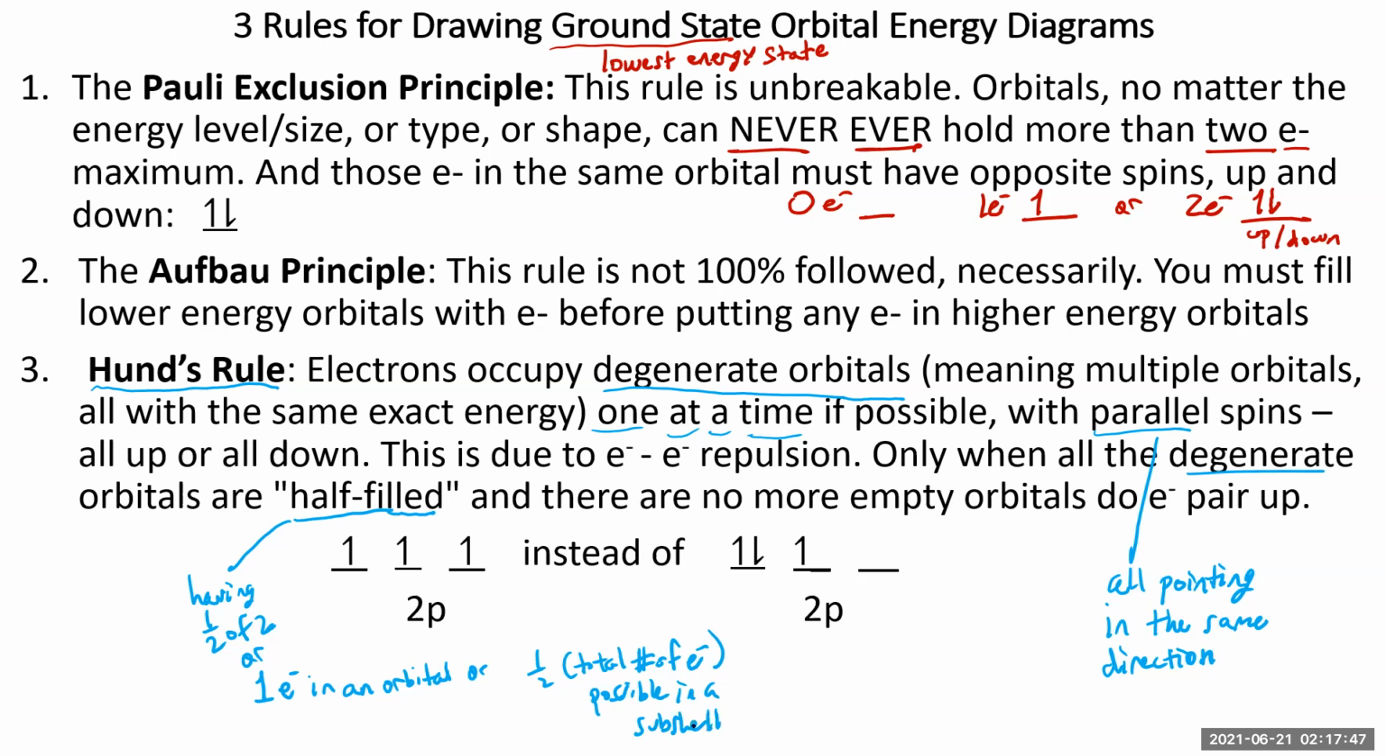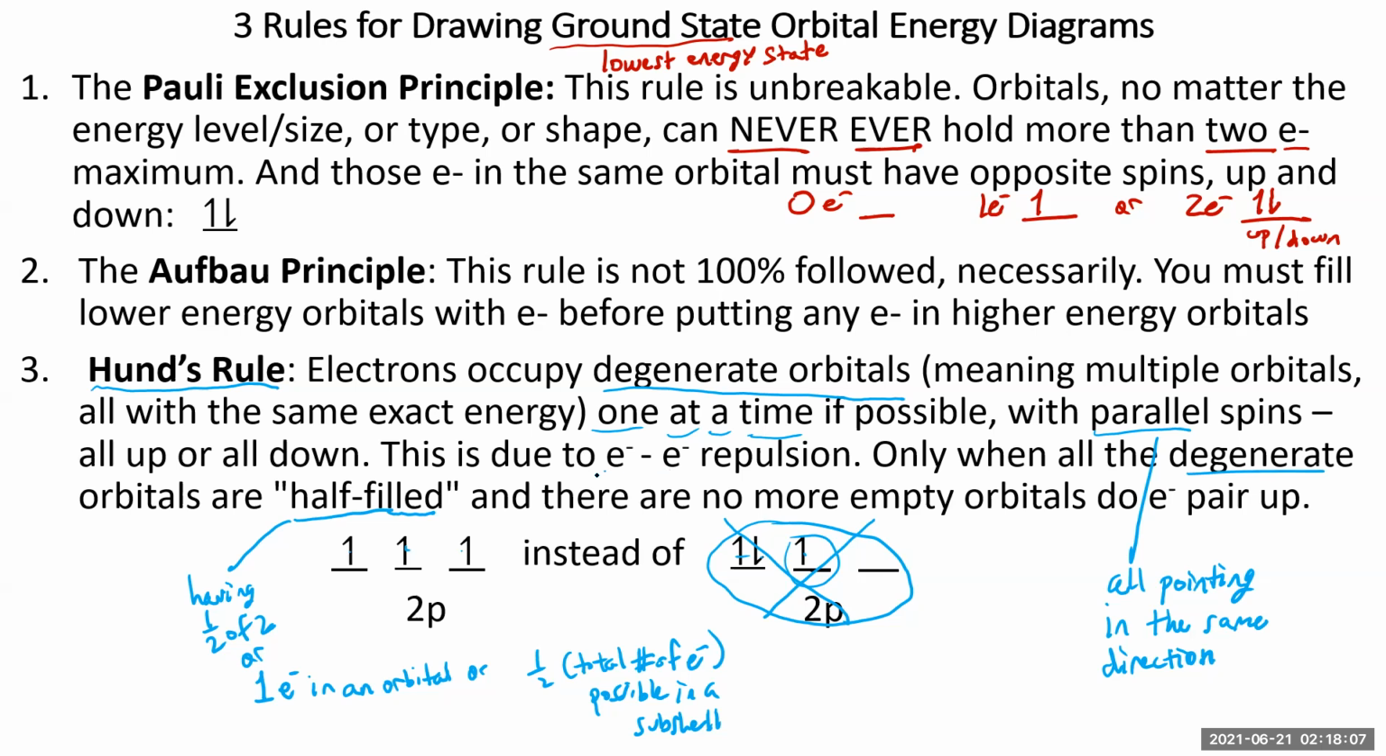And so the example here is, if we have 3 electrons to spread over 3 orbitals, instead of doing this, putting 2 electrons in one orbital and then another electron in another orbital, instead we spread the electrons out.